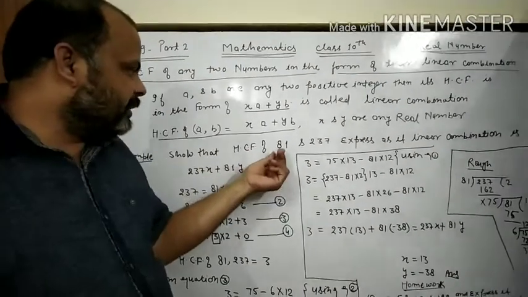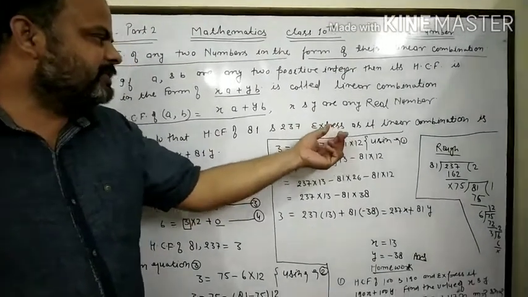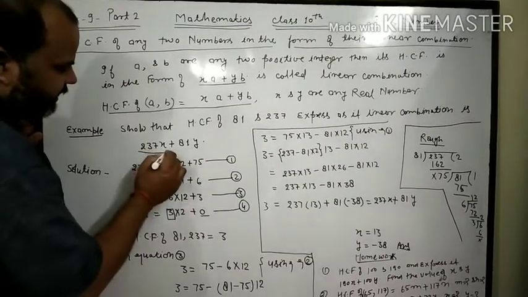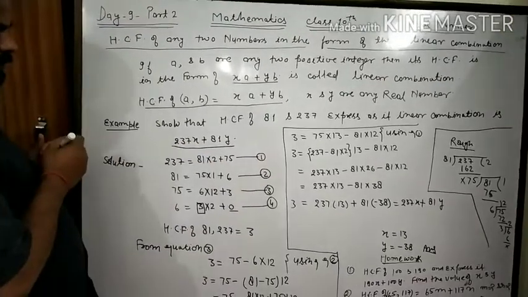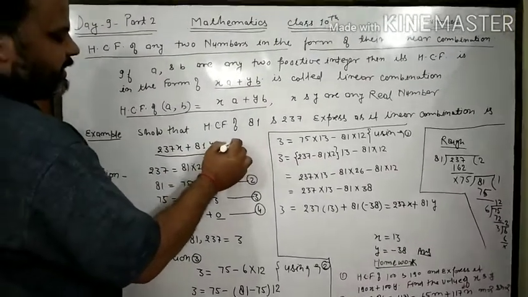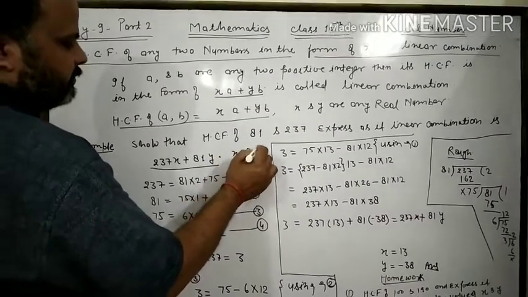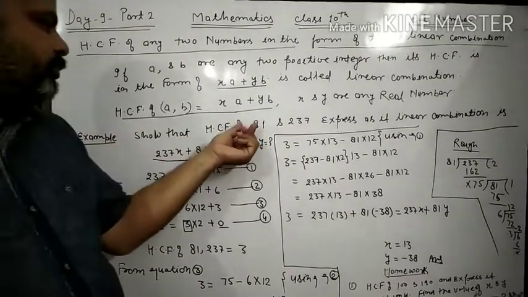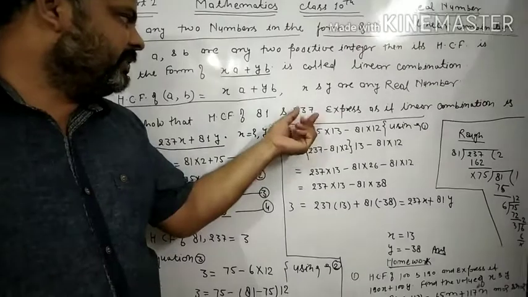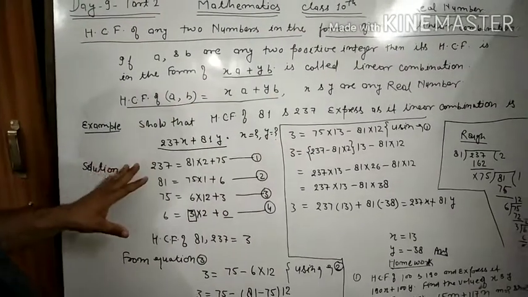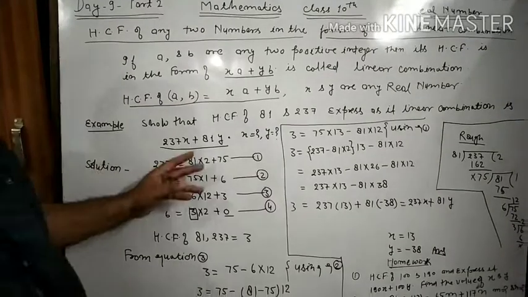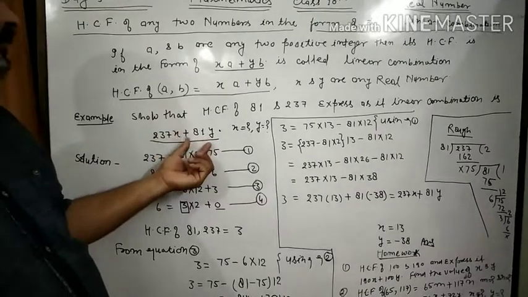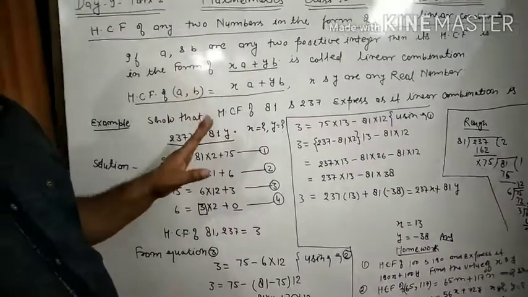The HCF of 81 and 237 is expressed as a linear combination 237x plus 81y. Then find the values of x and y. In this question, you have two numbers, 81 and 237, and first you find their HCF. The HCF of these numbers is expressed as 237x plus 81y. Then find the value of x and y.